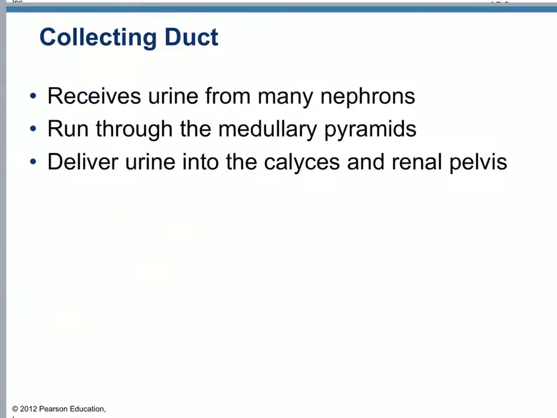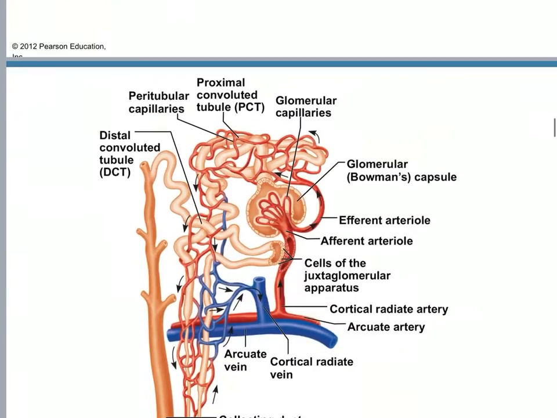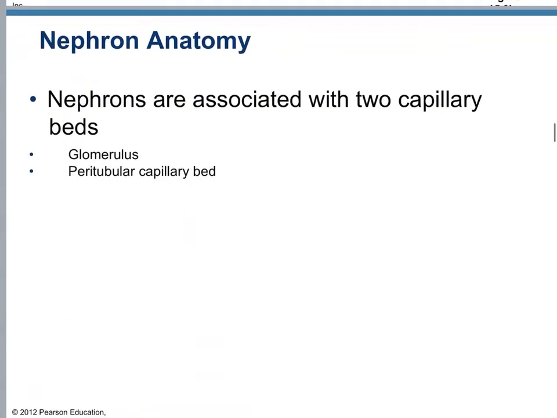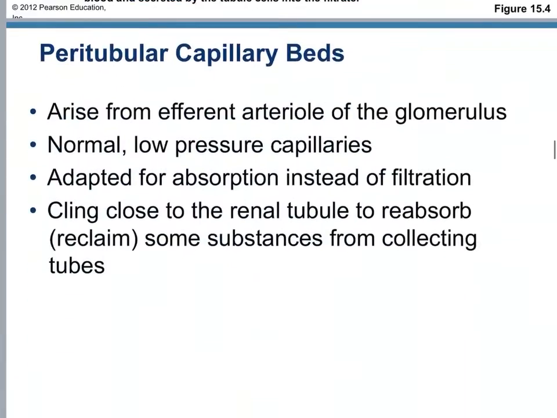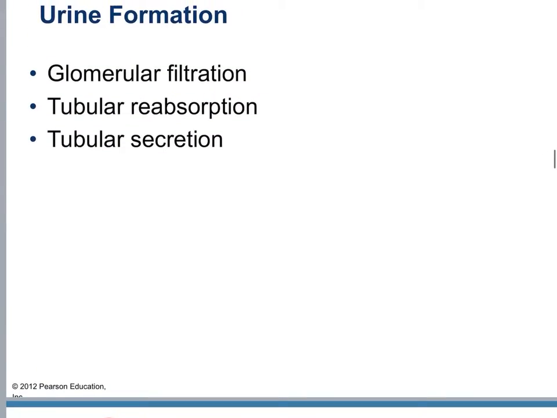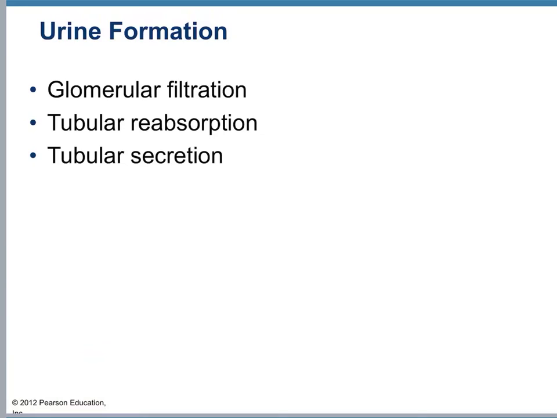Collecting duct receives urine from many nephrons, many distal convoluted tubules. Runs then through the medullary pyramids, where you can collect all the stuff from the ducts, and then those can deliver urine into the calyces and renal pelvis. Nephrons are associated with two different capillary beds, but we don't have time to go into depth with them, unfortunately. We're going to focus on how do we form urine here.